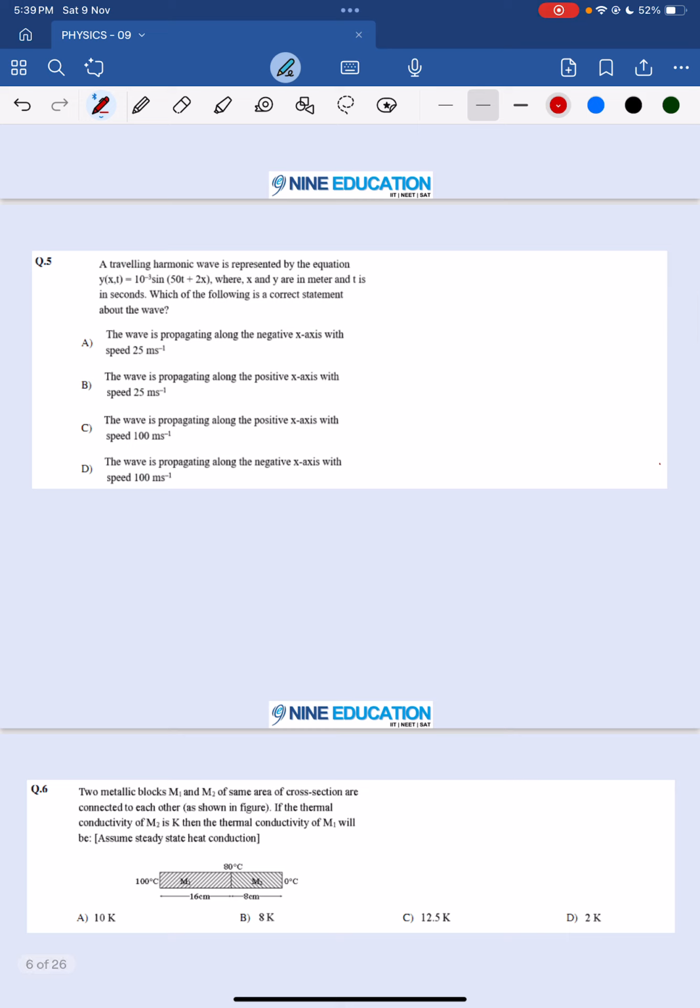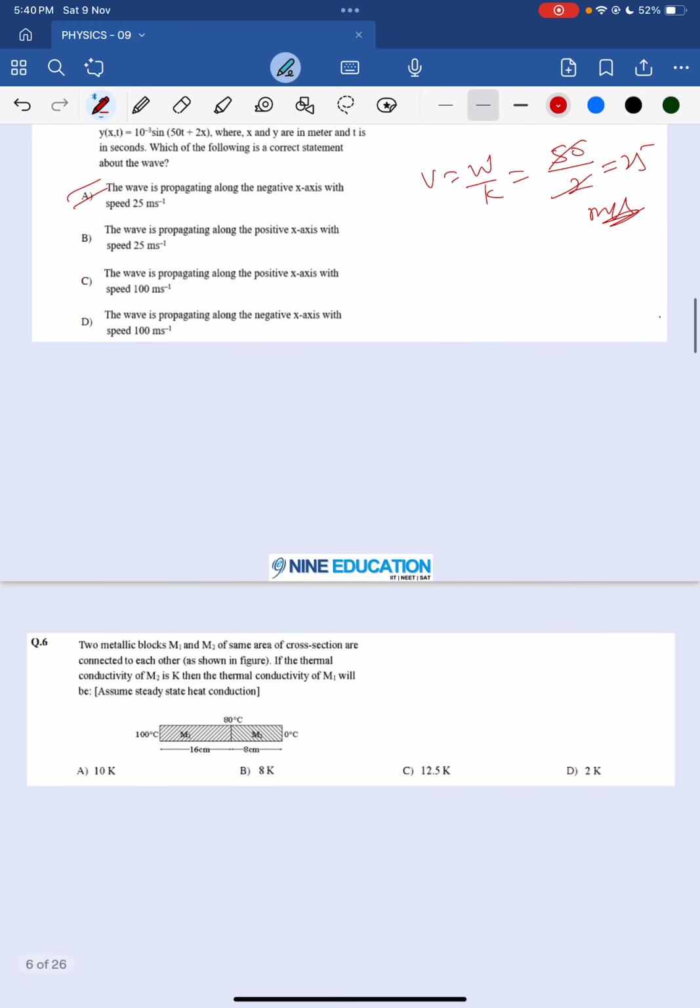Question number 5 बोल रहा है सर, a traveling harmonic wave is represented by the equation this, x and y is in meter and t is in second. बताओ सर speed क्या है? सर speed तो मेरे को पता है सर, omega by k. And what is omega बच्चे? We can see that it is traveling in the negative direction, so it is going to become basically 50 by 2. So 50 by 2 is going to become basically 25 meter per second. So this is going to become our A option, negative x-axis, correct?